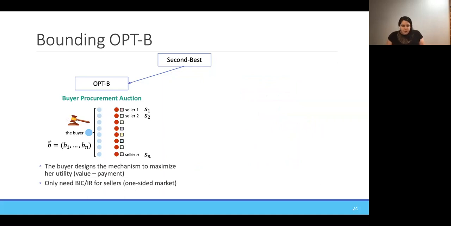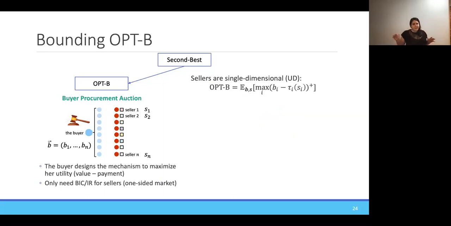Bounding the buyer procurement auction is not very difficult. For the next part of the talk, I'm basically just going to illustrate it for unit demand, but obviously it extends. Since sellers are single dimensional, we can write out this optimal quantity. It looks like what profit looks like in the single dimensional setting, but flipped, okay? So if you had a seller and a bunch of buyers, this is what the optimal profit would look like, but because this is a buyer and these are sellers, it's flipped.